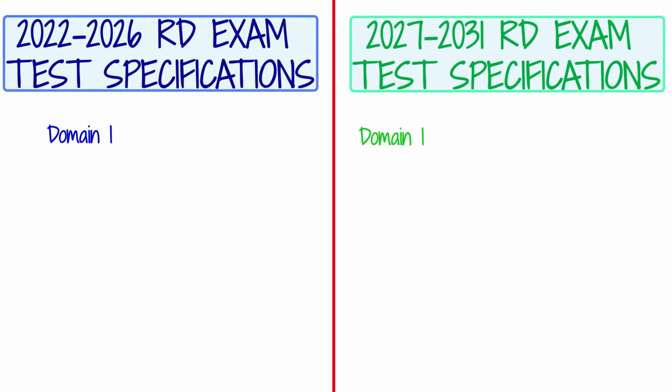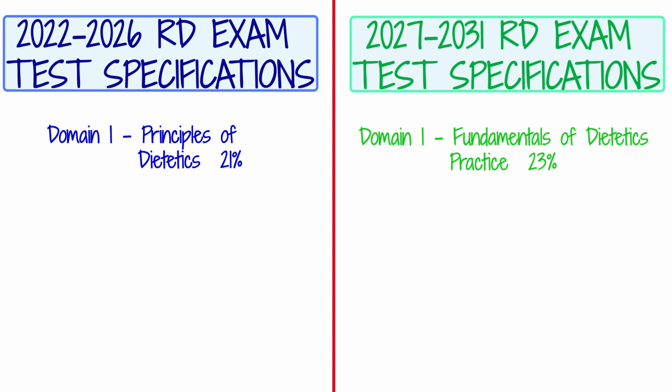So currently domain 1 is titled Principles of Dietetics and makes up 21% of the exam. In the new version, it's called Fundamentals of Dietetics Practice and makes up 23% of the exam. But the changes go beyond just a name change and small increase in exam weight. One of the biggest differences is how the topics are organized now.